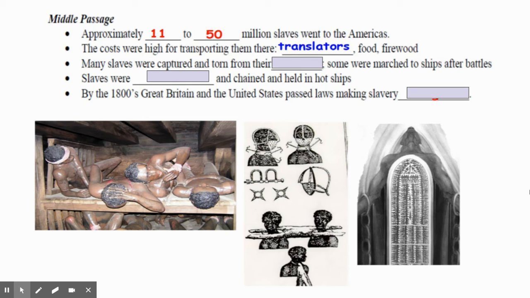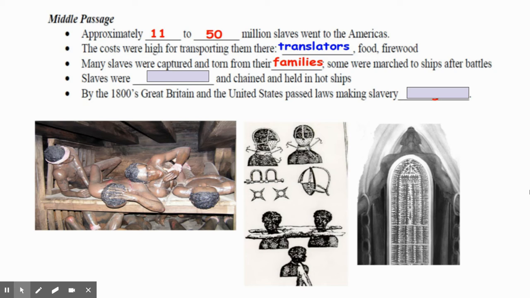You needed firewood, you needed other things to kind of keep everything going. And so it was costly to do that. Many slaves were captured and torn from their families. And you think about this, it was possible that you could take a family and divide them. You could take a family that had been close, had never been apart, and divide them up among these different traders, never to see one another again.